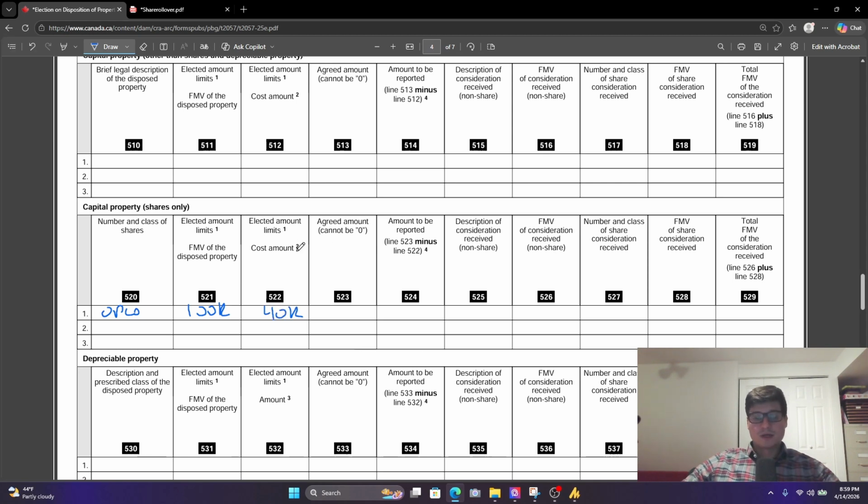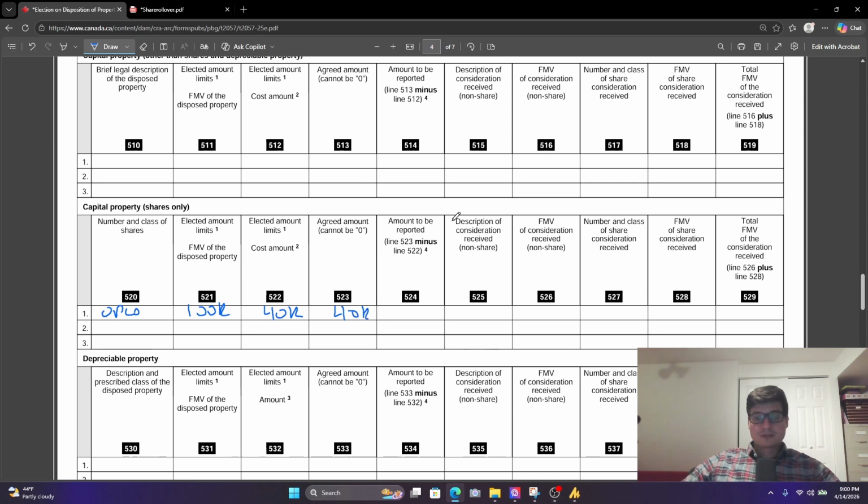And our agreed amount, so this is right in the beginning here, you have your elected amount, which is your fair market value. This first category is your fair market value. And your cost amount, which is your ACB, okay? Your agreed amount is the amount that you elect between the fair market value, which is your ceiling, and the floor, which we're going to say 40,000.